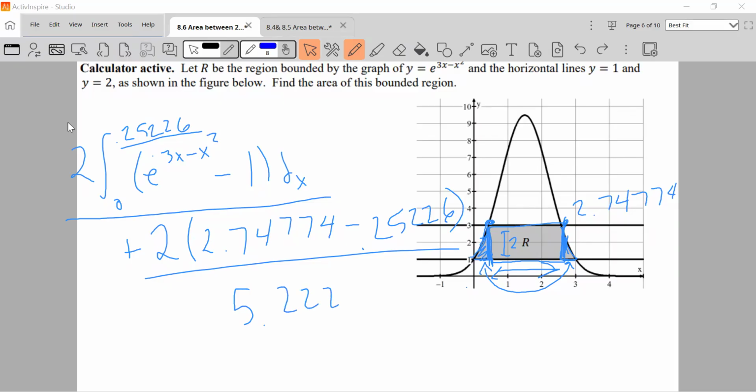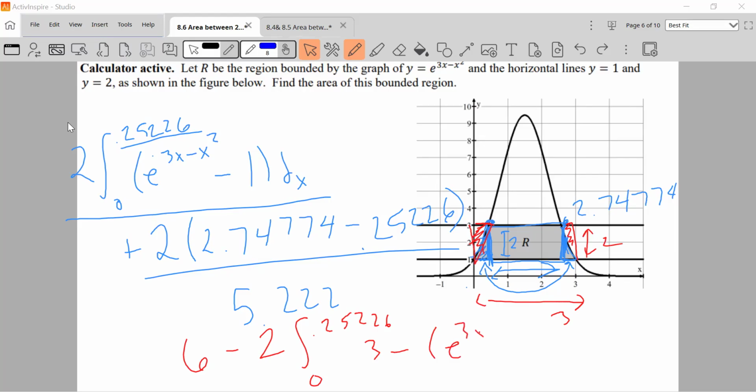Now, another way you could have done this, again with that same idea of symmetry, is you could have done this as 3 minus. You can kind of see this wedge shape here and this wedge shape here. You could have said essentially that this is 3 wide and 2 tall, and done 6 minus double the integral from 0 to 0.25226, and then taken 3 minus this lower curve of e to the 3x minus x squared dx.